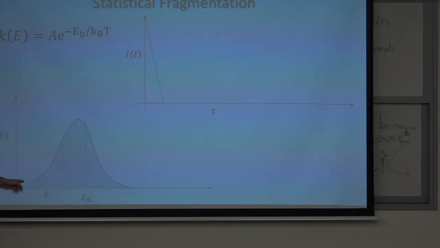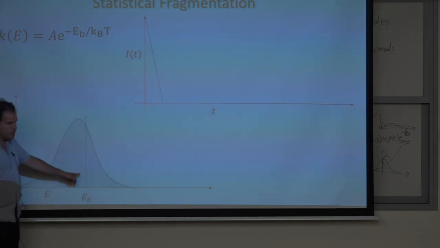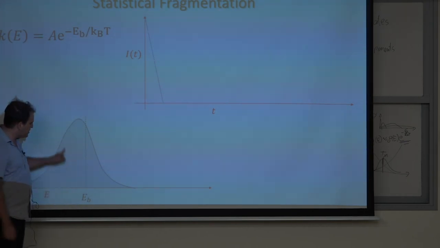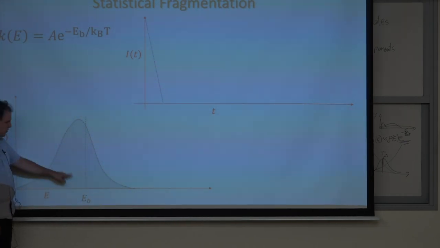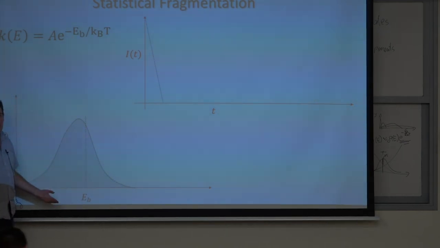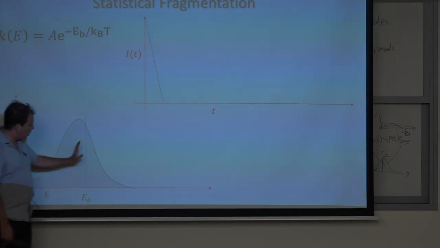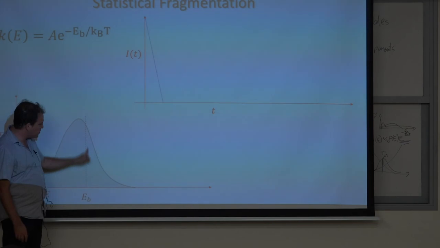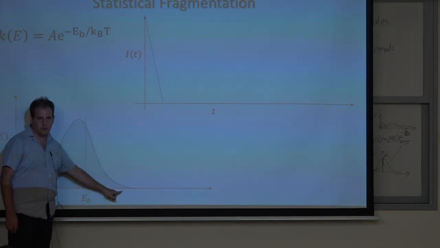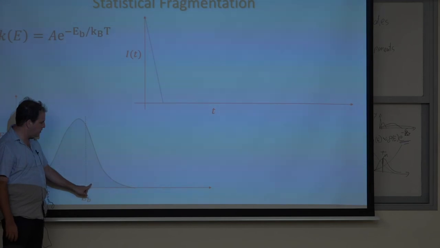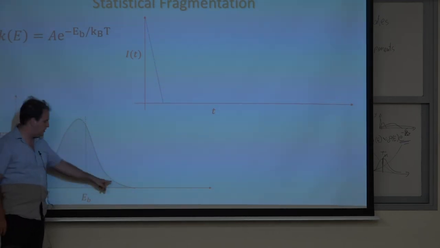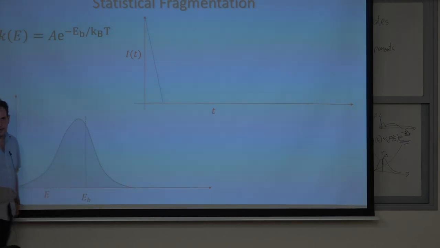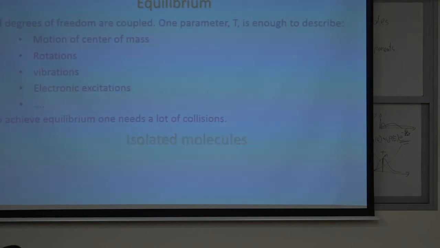So let's say you now have a distribution of energies. For each given energy, you have a decay rate. For instance, if your molecule has an energy smaller than the binding energy, then it won't decay. You don't have enough energy to decay. But all the molecules that have an energy higher than the binding energy will decay. Some will decay faster and some slower. Slow means a long exponent, fast means a short exponent, so you get a sum of many exponents. And then you get a power law.